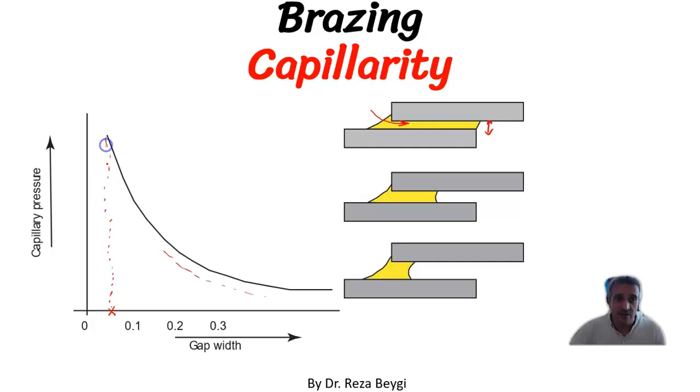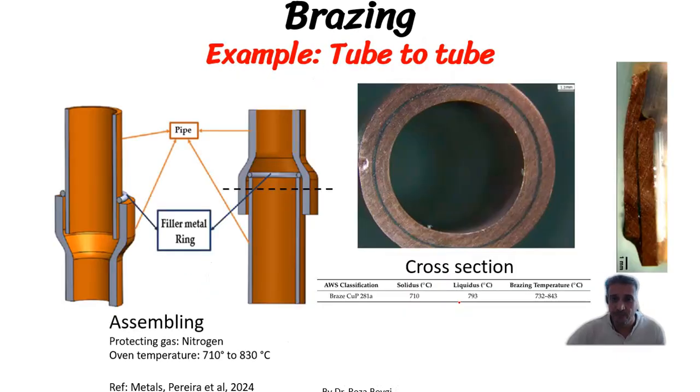So we have a critical gap. And also it cannot be higher than a critical value, because this driving force that is caused by the surface tension reduces, and the liquid cannot travel enough distance to make a joint between the two materials.